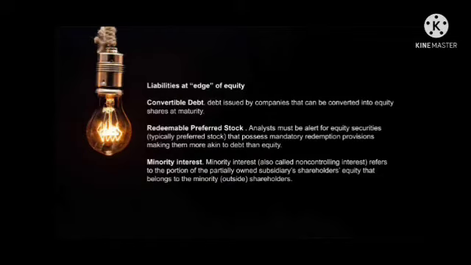Liabilities at the edge of equity. Convertible debt. Debt issued by a company that can be converted into equity shares at maturity. Convertible debt is the classic hybrid security as it is a combination of features of both debt and equity. Redeemable preferred stock. Analysts must be alert for equity securities that possess a mandatory redemption provision, making them more akin to debt than equity. These securities require a company to pay funds at specific dates, though equity securities do not impose such a requirement.